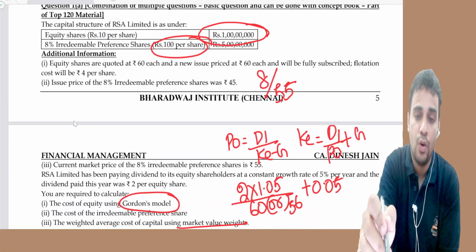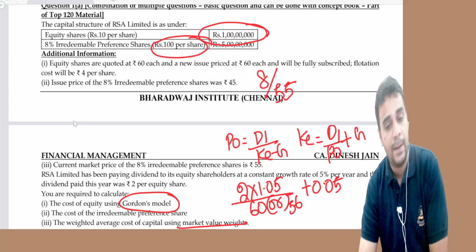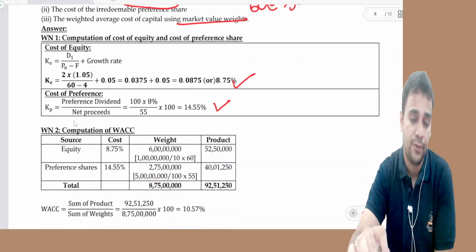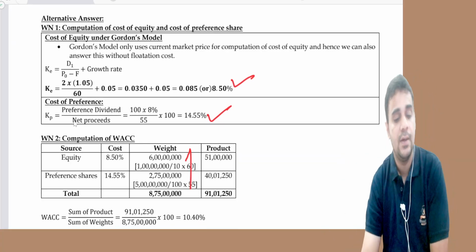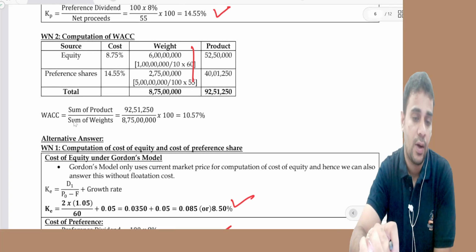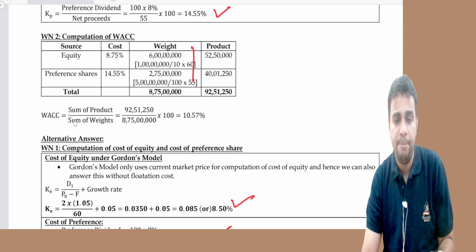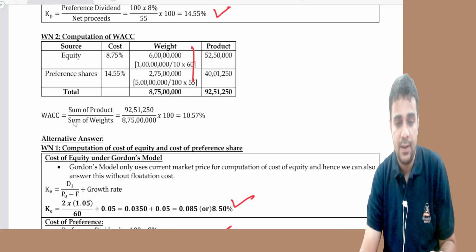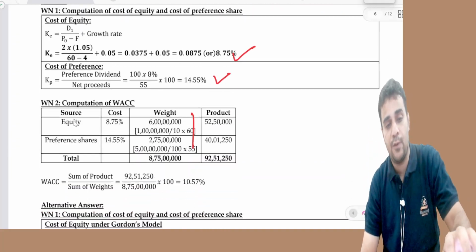Equity is 1 crore divided by 10 into 60. Preference 5 crore divided by 100 into 55. These weights will remain the same, be it rework or this, but there can be a change in the cost of equity. I have given two answers. The reason is very simple. There can be multiple points. I feel ICAI will give this answer, that is considering flotation cost.